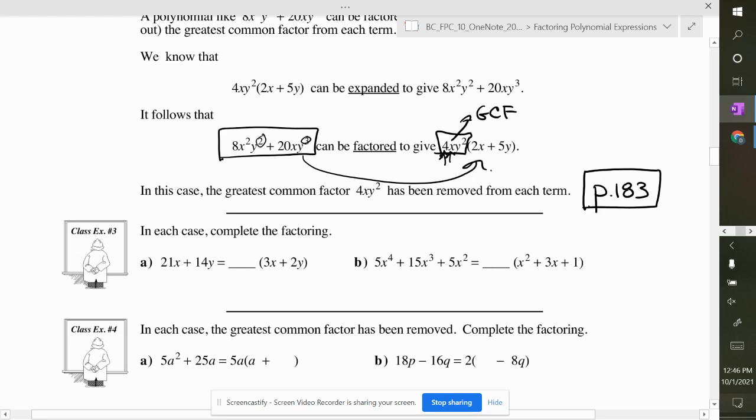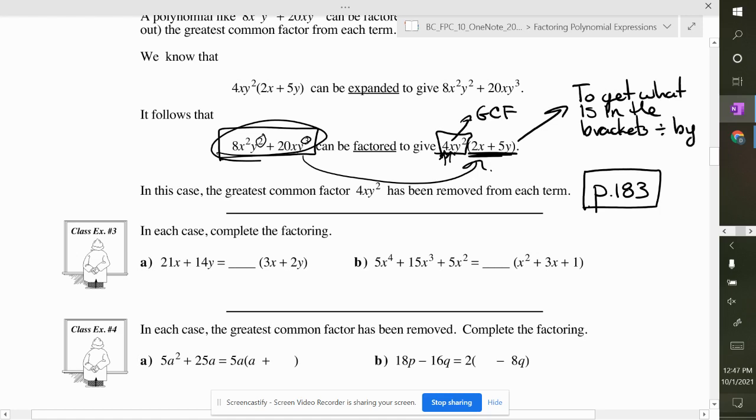So this number that sits outside in front of the brackets is your greatest common factor. The question is, how do you get what's in the brackets? You divide the first number by the greatest common factor. To get what's left in the brackets, you divide by the greatest common factor, like these by the greatest common factor. Okay? So, divide by the GCF. That's how you get what is in the brackets. And that's called factoring. All right? When you create brackets, that is called factoring.